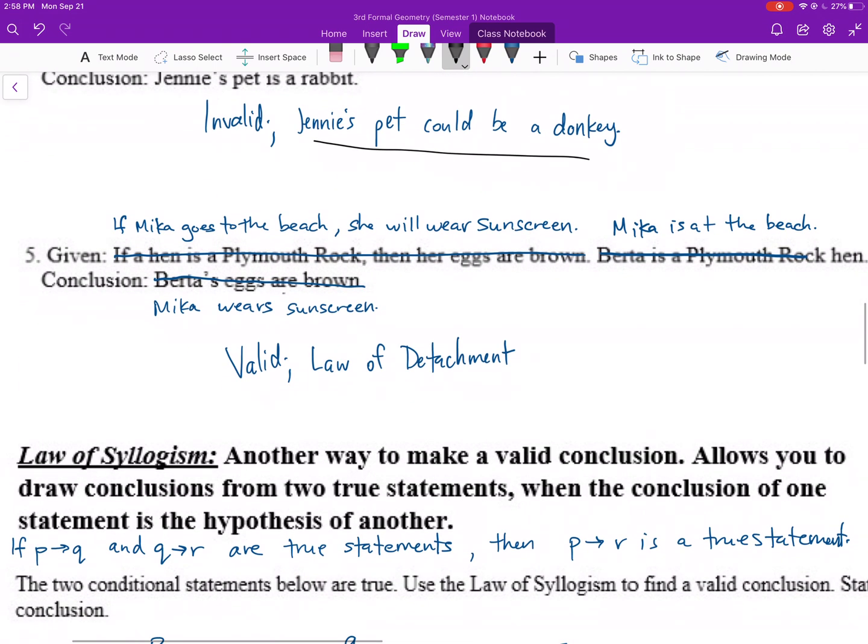Okay, number 5, I crossed off the Plymouth Rock. If you're not sure about hens or species of hens, I used one. If Micah goes to the beach, she will wear sunscreen. Micah's at the beach, so I can conclude that Micah wears sunscreen.